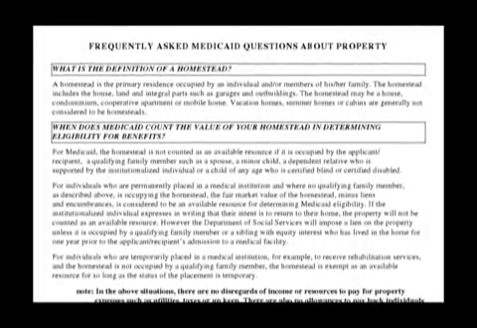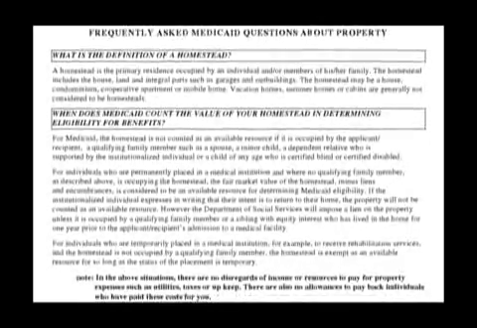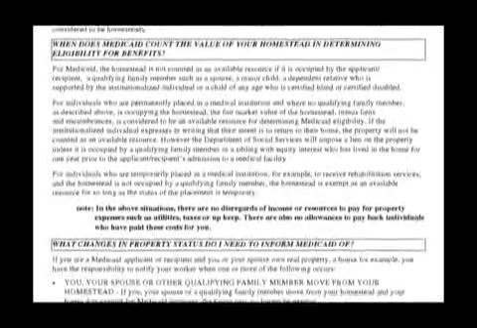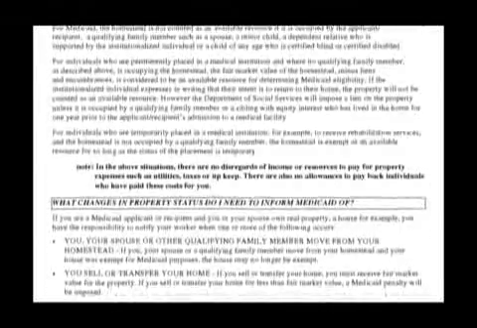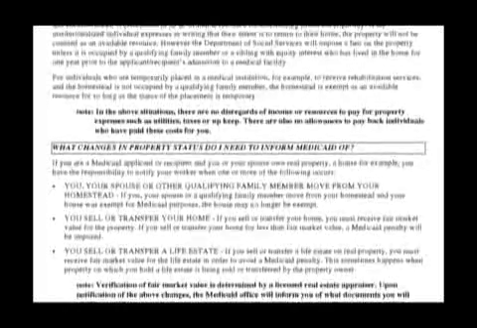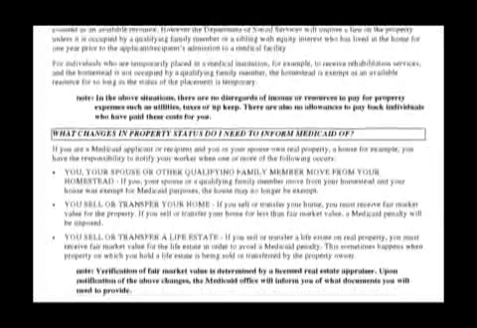For Medicaid, the homestead is not counted as an available resource as long as it is occupied by the applicant or recipient, a qualifying family member such as a spouse or minor child, a dependent relative who is supported by the institutionalized individual, or a child of any age who is certified blind or certified disabled. For individuals who are permanently placed in a medical institution and where no such qualifying family member is residing in the home as described above, the fair market value of the homestead, minus liens and encumbrances, is considered to be an available resource for determining Medicaid eligibility.